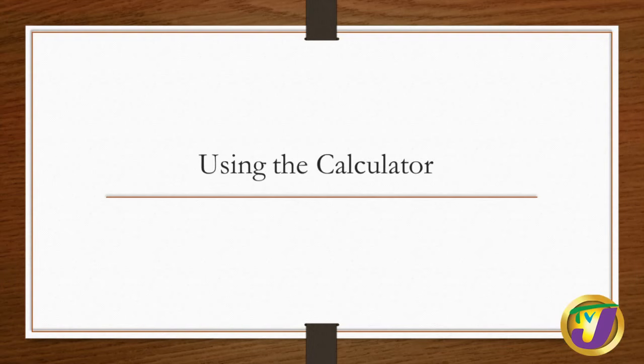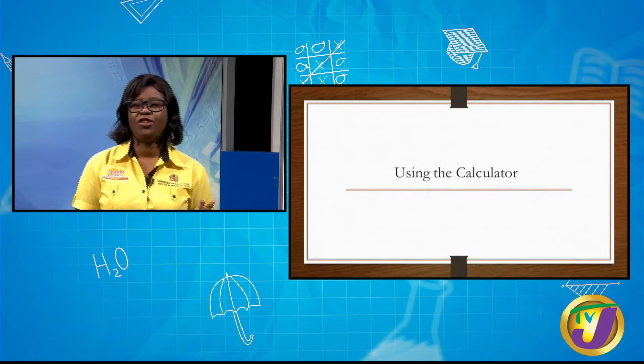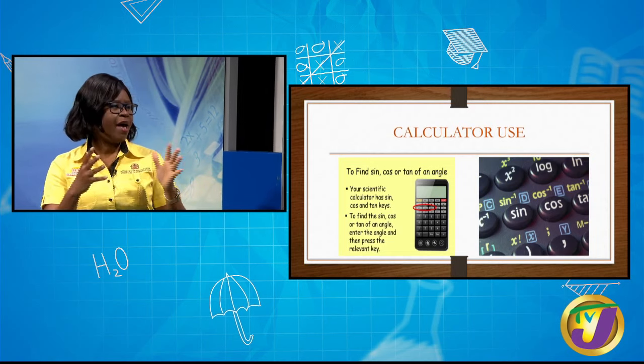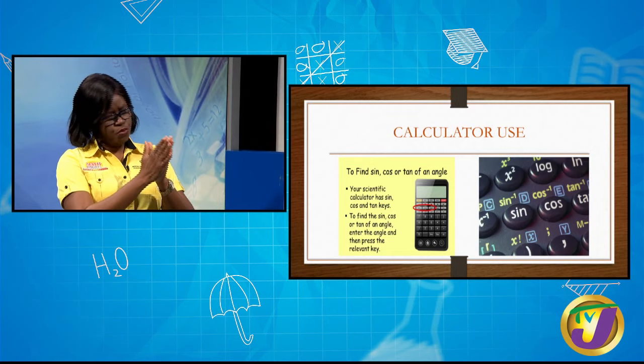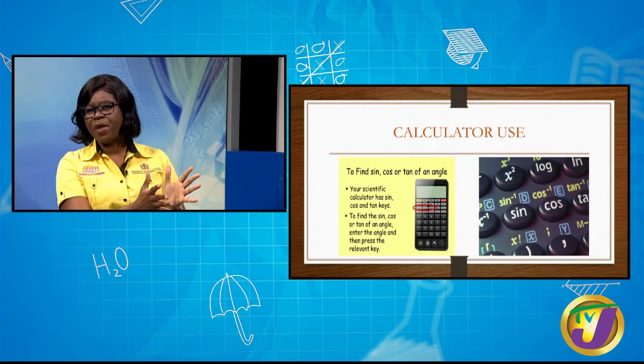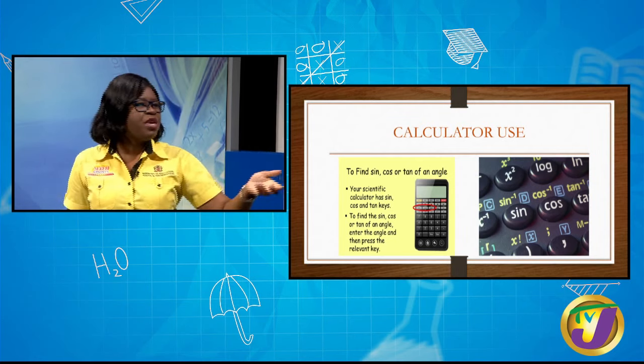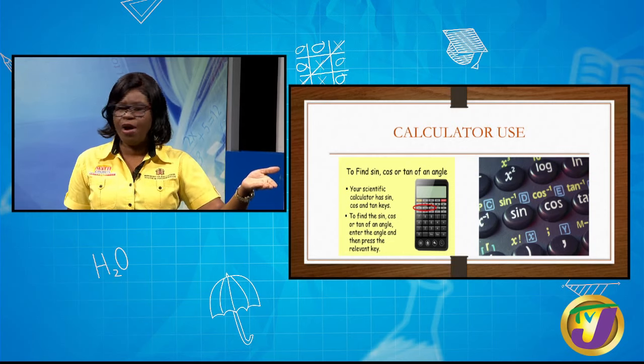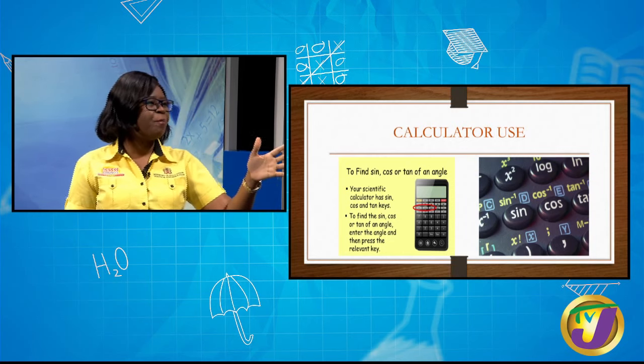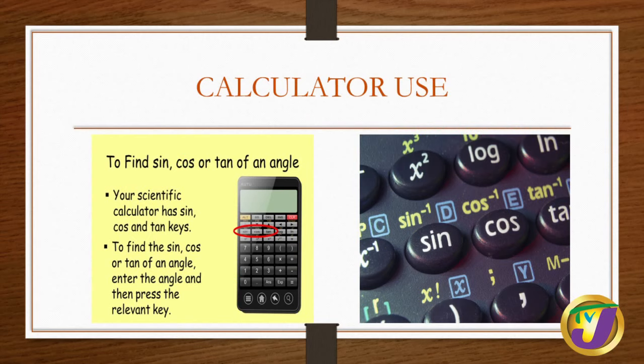Now, in using these ratios, the calculator is very important, and not just any old calculator. It's a scientific calculator that we have to be using. When you have the scientific calculator, there are many buttons on it, so we have to familiarize ourselves. I know you already know, but let us just review the key buttons that we'll be needing to work with the trigonometric ratios.